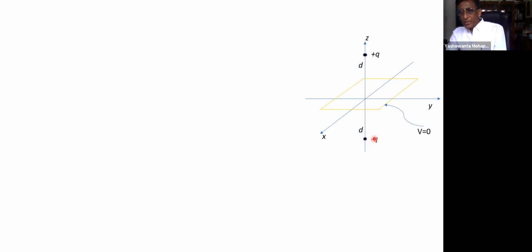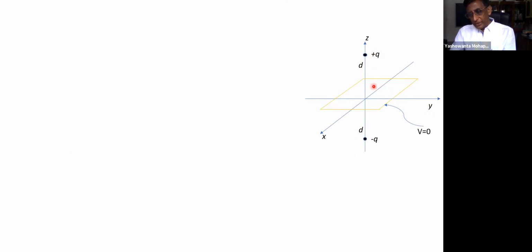Because I know if I put a minus q here and plus q here, then the perpendicular bisector between these two will still have V equal to 0. So that is automatically satisfied. And what else do I need? V is going to be 0, so the boundary condition is satisfied, and I'm putting a charge which is not in any way altering the region of interest, and hence this should work. So this is a solution.